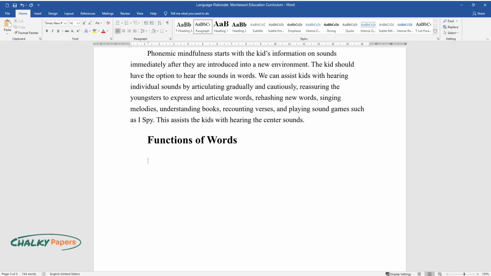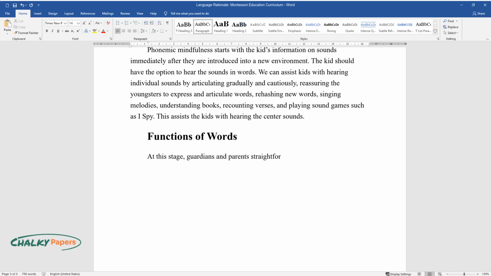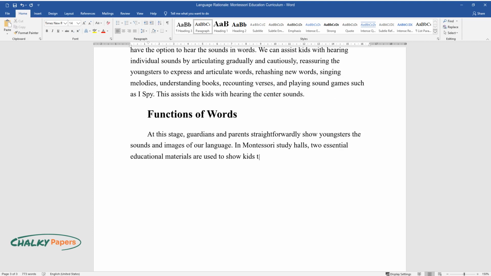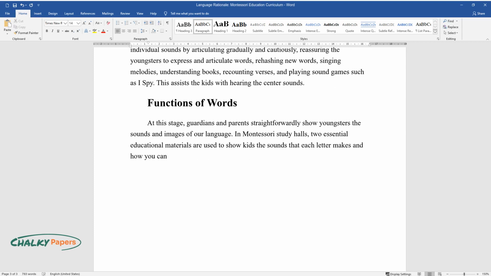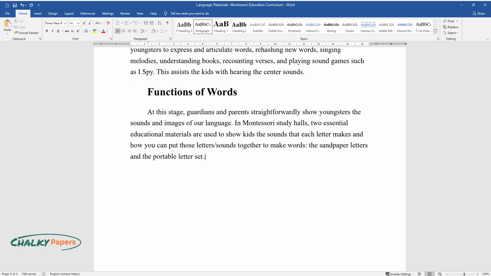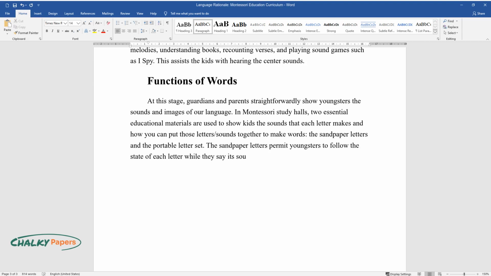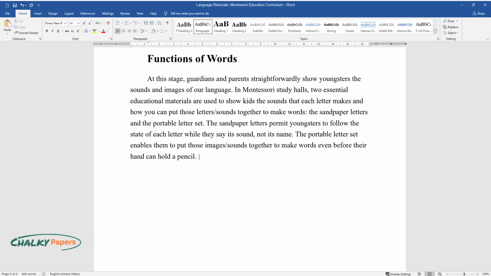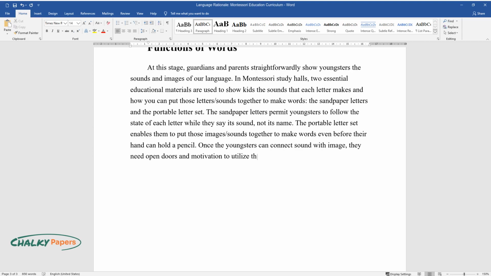Functions of words. At this stage, guardians and parents straightforwardly show youngsters the sounds and images of our language. In Montessori study halls, 2 essential educational materials are used to show kids the sounds that each letter makes and how you can put those letters/sounds together to make words, the sandpaper letters and the portable letter set. The sandpaper letters permit youngsters to follow the state of each letter while they say its sound, not its name. The portable letter set enables them to put those images/sounds together to make words even before their hand can hold a pencil. Once the youngsters can connect sound with image, they need open doors and motivation to utilize that information.